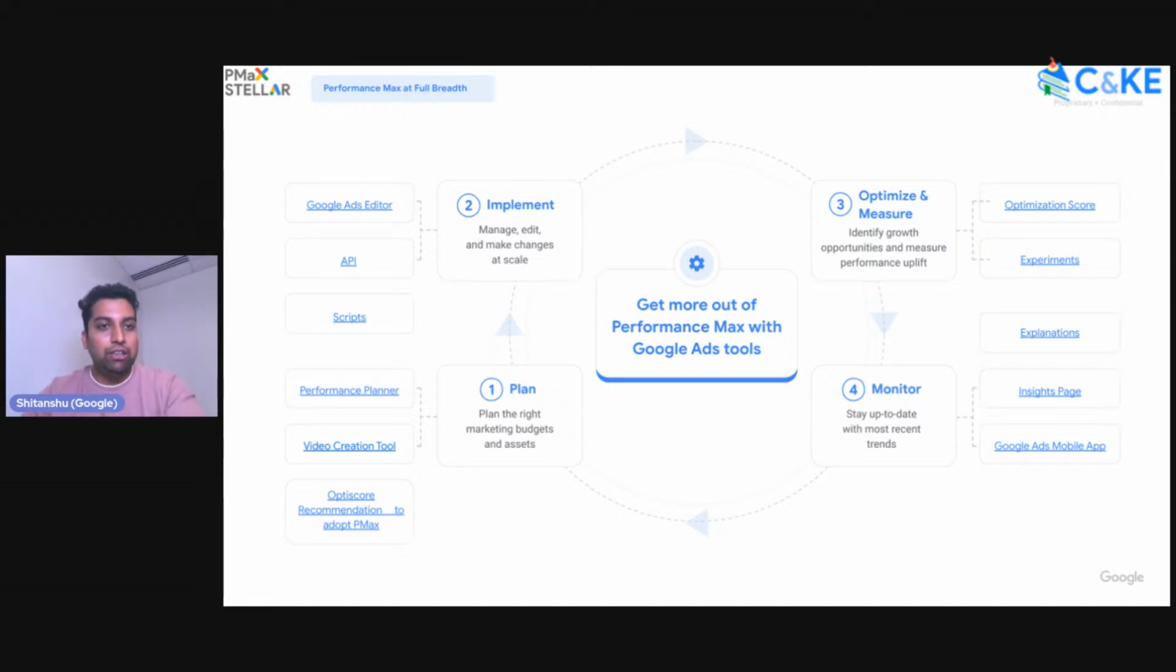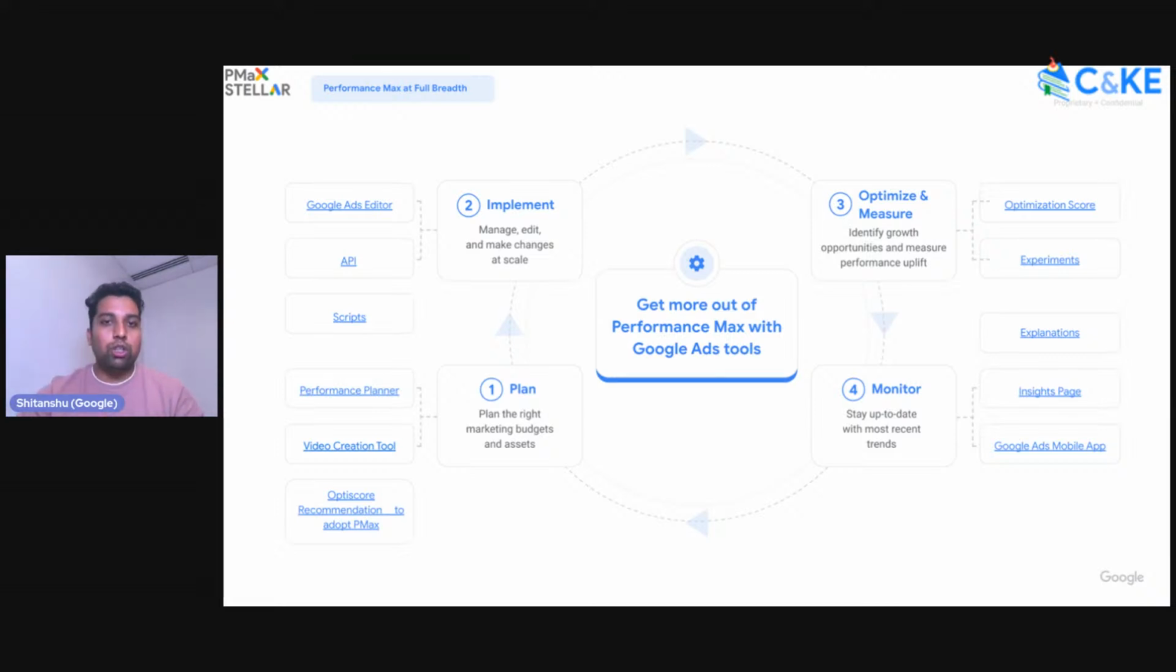Now, if you look at implement, you again have some tools at your exposure. One of you I think mentioned scripts. So scripts can be utilized at implementation stage. You have APIs. You also have Google Ads Editor that allows you to do it at scale. Similarly, for optimize and measure, you again have tools like optimization score and experiments that you can create. You can create an A/B experiment. You can create experiments to help you find incrementality cases, and you can also have experiments that help you identify the changes and how they impact the performance of a Performance Max campaign.